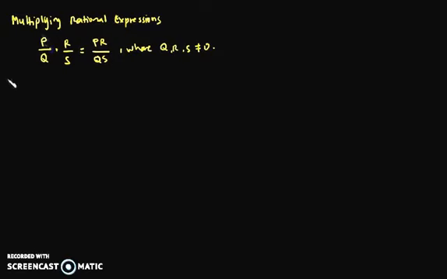Say for example, we have a to the fifth over 10 multiplied by 5 over a cube. By means of cancellation, you can cancel this 5 here, make this 1, and this will become 2, because both of these numbers are divisible by 5.